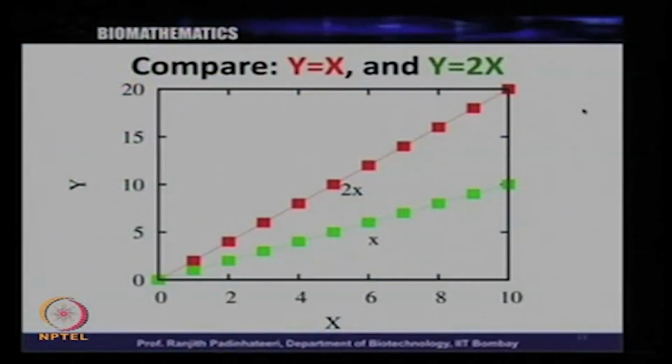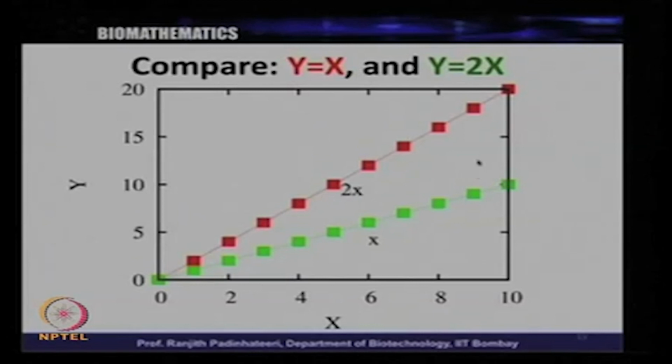On the next slide we have compared y equal to x and y equal to 2x. What is written on the top is wrong. The green curve is y equal to x, as marked here, and the red curve is y equal to 2x, which is shown in red. So the color code shown at the top is not correct. y equal to x is shown in green and y equal to 2x is shown in red.